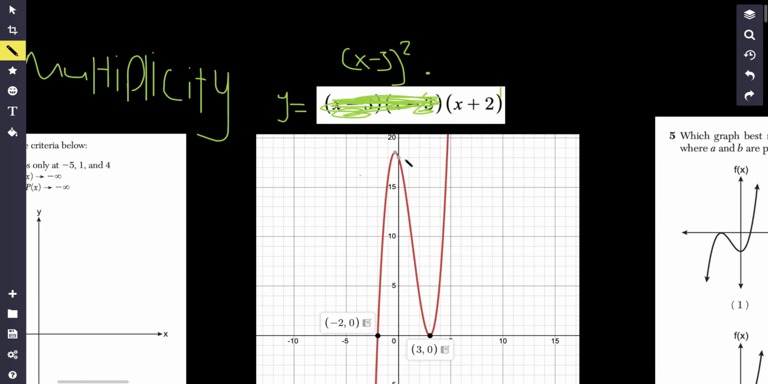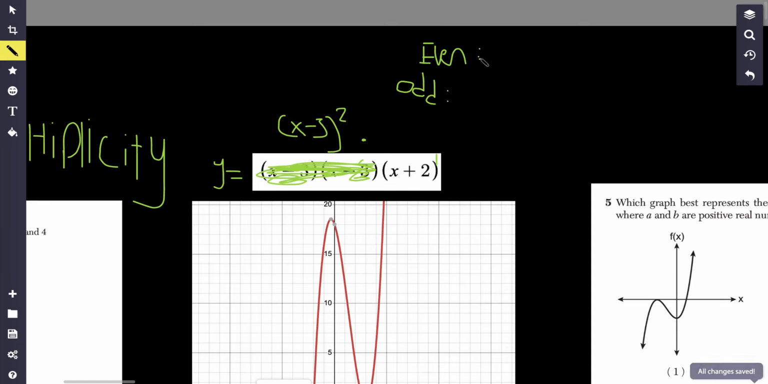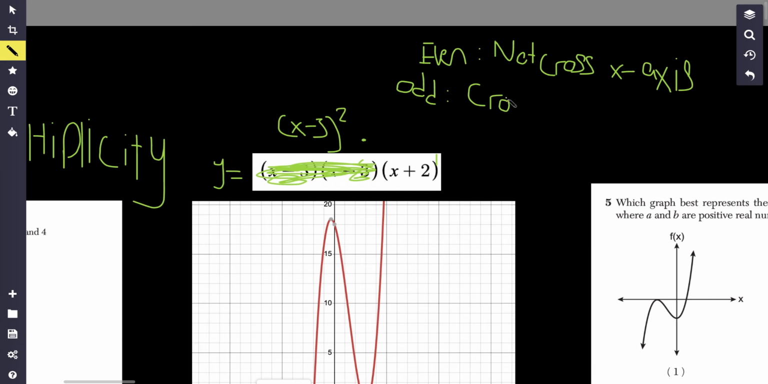Now, the main thing to know, there are two things you've got to know. If you have an even exponent, it doesn't cross the x-axis. And if you have an odd exponent, it does cross the x-axis. I'll explain what this means in a second.